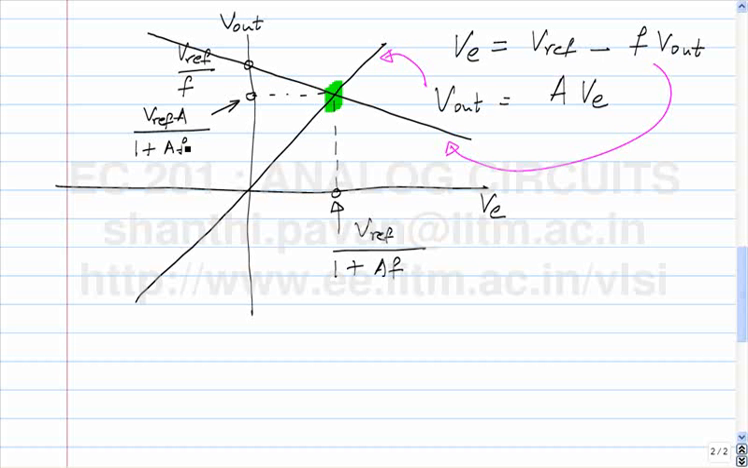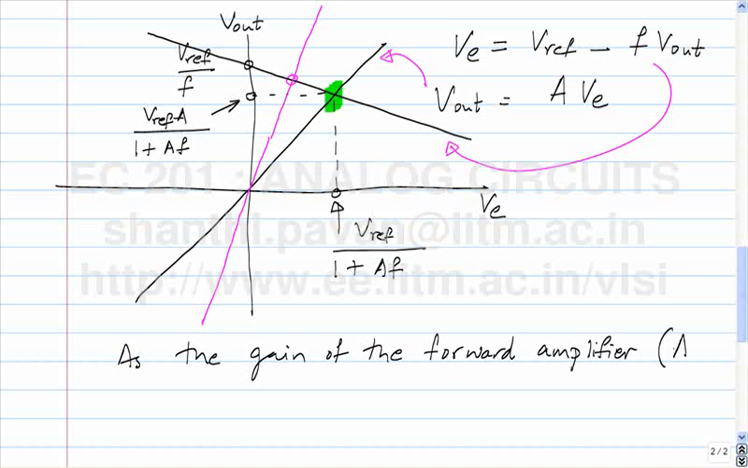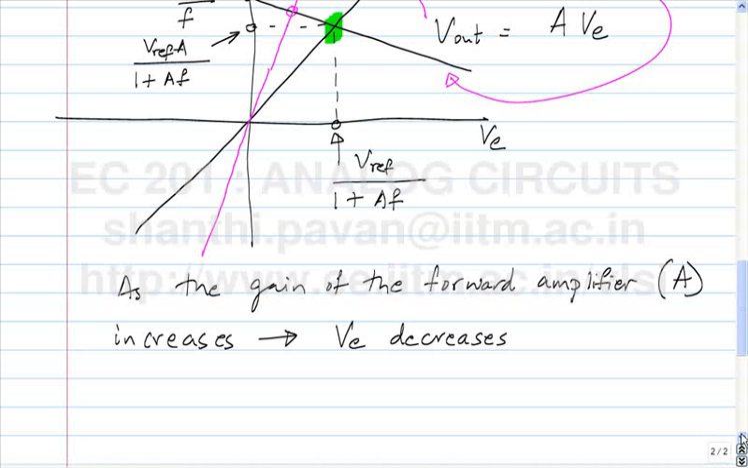Now let me see what happens when I increase the slope of A. So what happens to the point of intersection? This becomes the point of intersection. And what happens to the output? What's happening to the error? As the gain of the forward amplifier, which is A, increases, graphically what do you see? The error VE decreases.